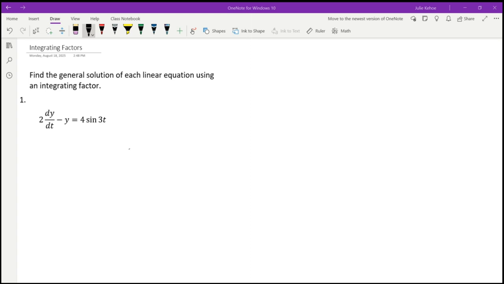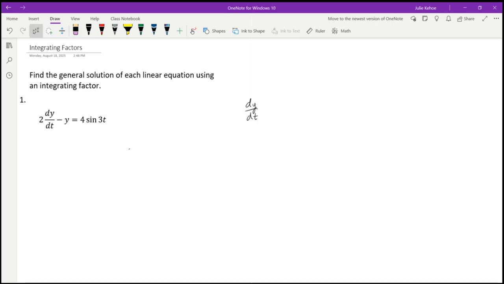Hey there. In this video, we are going to learn how to solve a linear first-order differential equation using an integrating factor. Now, once you've decided that that is the type of differential equation you're dealing with, and this is the method we want to use, the first thing we want to do is get the differential equation into standard form.